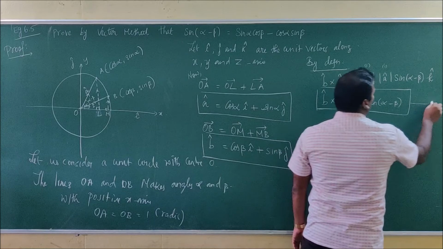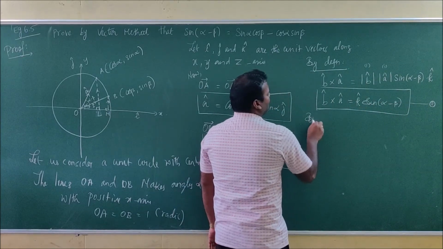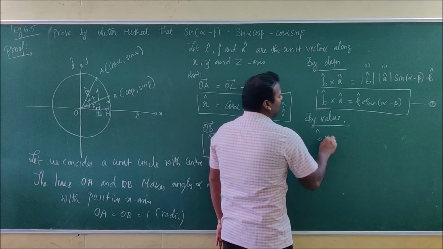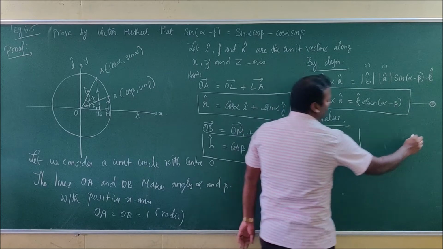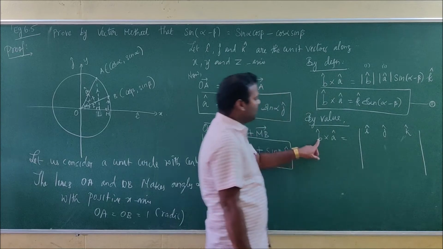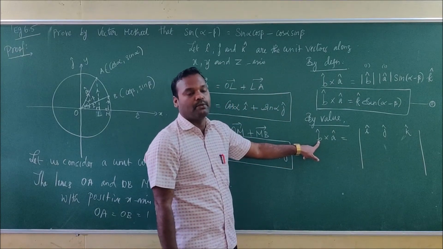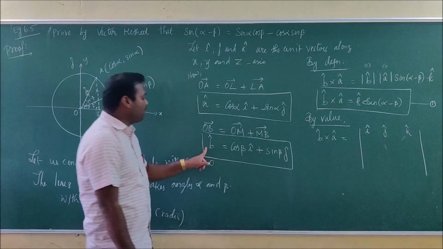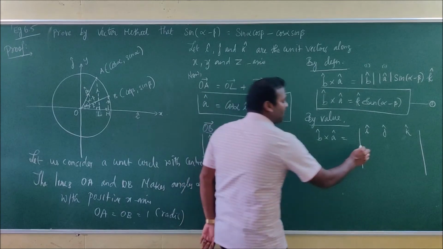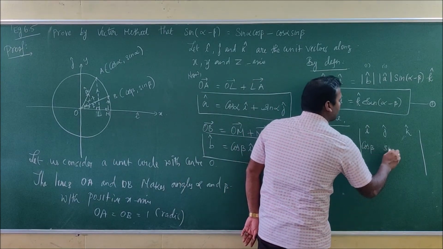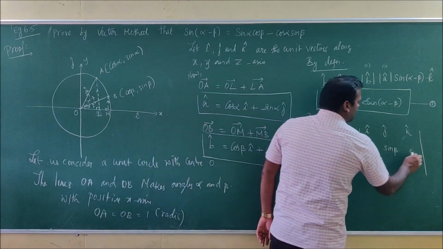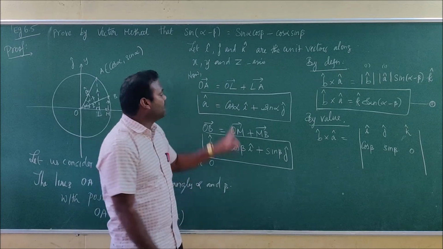You have to take this as the first one, equation number 1. Next, find the value of the cross product. How will you find it? You can find it by using the determinant method. What is the determinant method? i cap, j cap, k cap. The first vector is B cap. In B cap, the first number is cos beta and the second number is sin beta. Next there is no k cap, so the coefficient is 0. Next A cap.